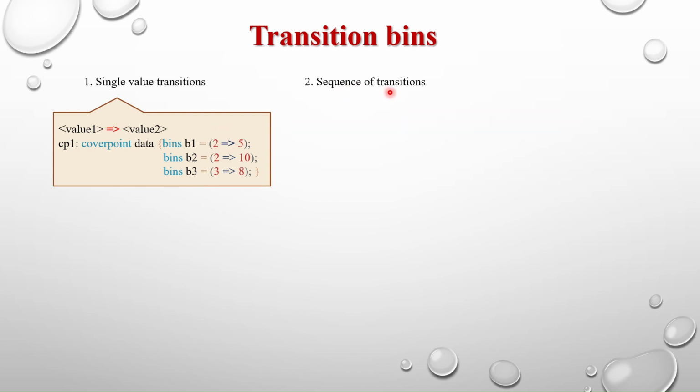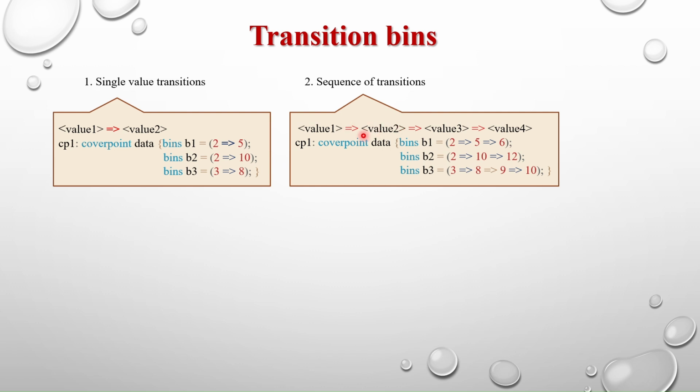The next one is sequence of transitions. Here we write the sequence of values: value 1 to 2, 2 to 3, 3 to 4. So this is how to write the sequences of transitions: 2 to 5, 5 to 6, 3 to 8, 8 to 9, 9 to 10. These are the sequences of values.